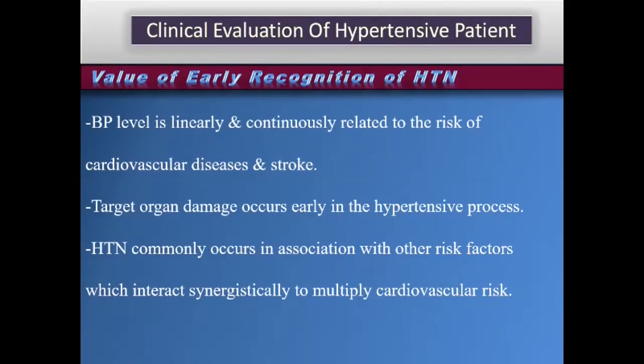What is the value of early recognition of the high blood pressure? We call it a silent killer, and so it should be early recognized and diagnosed. Blood pressure level is linearly and continuously related to the risk of cardiovascular diseases. The target organ damage occurs early in hypertension, and hypertension commonly occurs in association with other risk factors, which interact synergistically to multiply cardiovascular risk. For that reason, early recognition of the high blood pressure is mandatory.